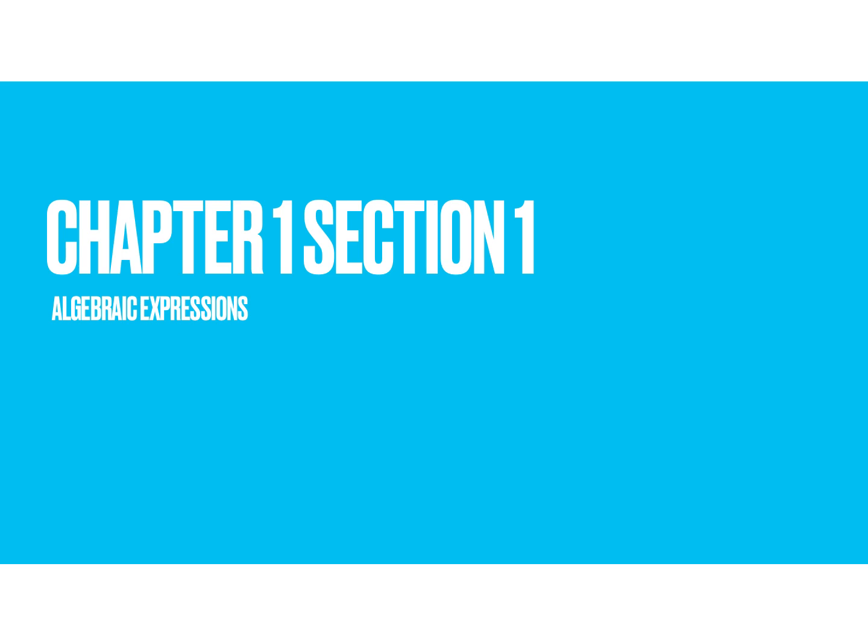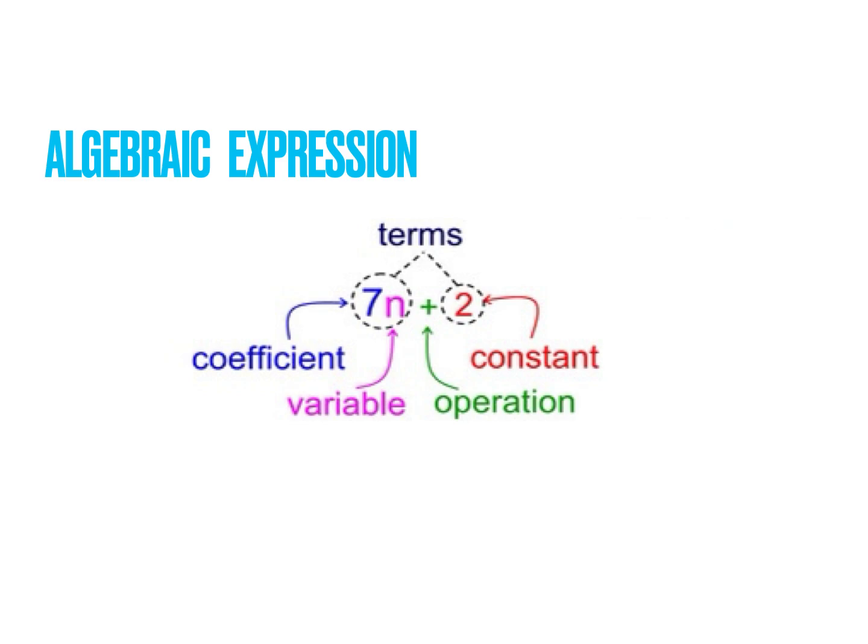So we are starting with Chapter 1, Section 1, Algebraic Expressions. Algebraic expressions have a few things. They have terms, and within terms there may be coefficients, variables, operations, and constants. The coefficient is always in front of that variable, and that variable is always a letter. In this case it's n.